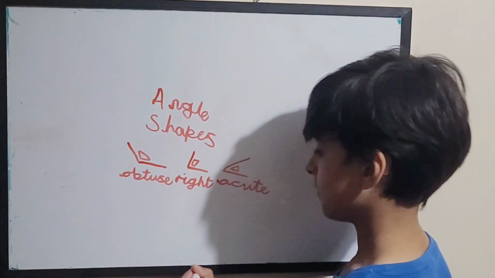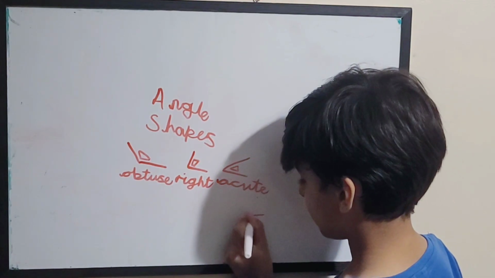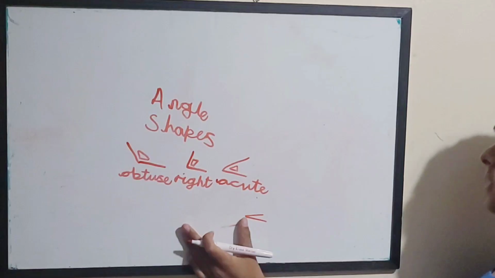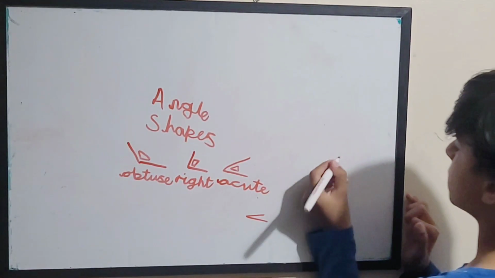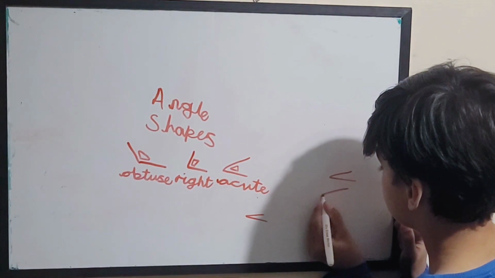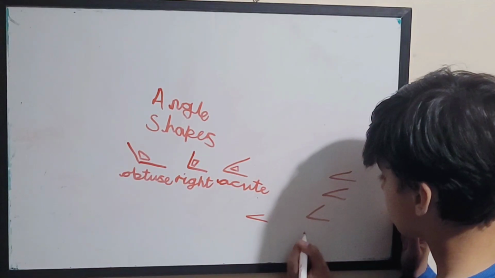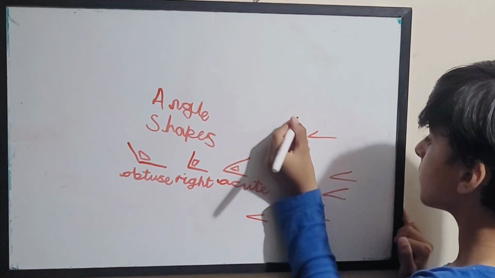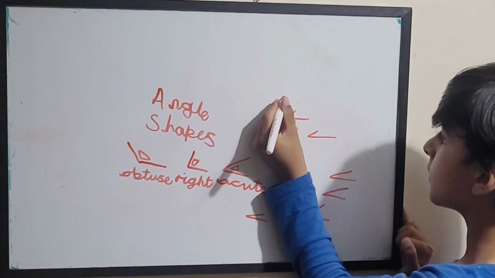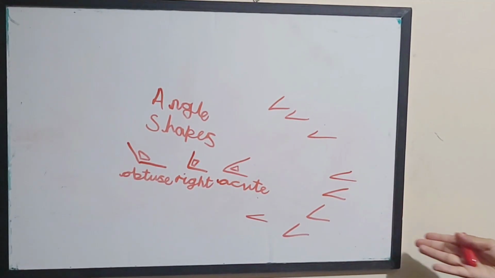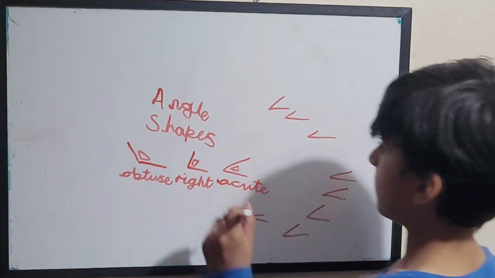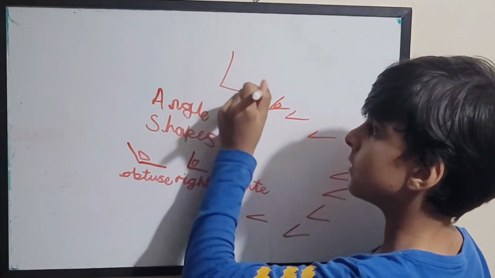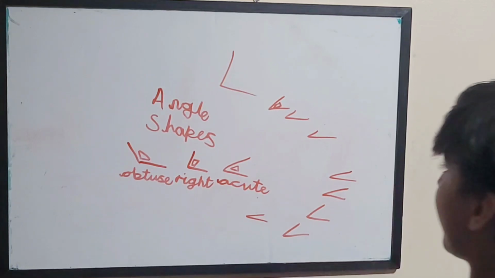Now, this is an acute angle. Now, this is not only one type of acute. There's so many. This is acute, this is acute, even this is acute. And even this. They're acute. They're not just a square shape, right angle.